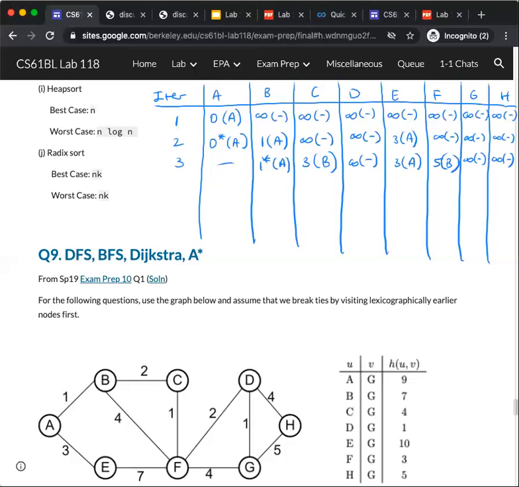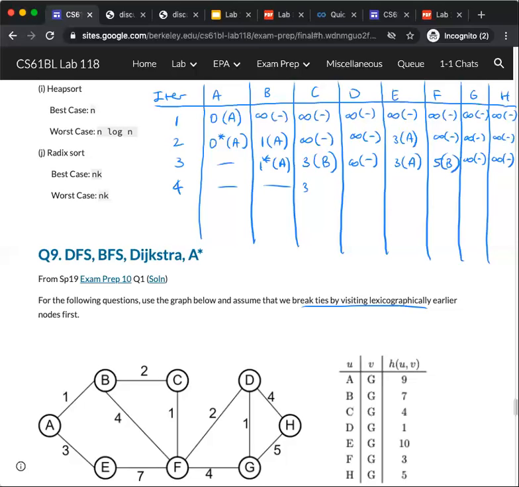Okay, and so in the fourth iteration, now these two stay the same. We don't change that. And now what is the highest priority vertex from our queue? It's going to be either C or E, right? But in this case, we break ties lexicographically. So we're gonna pop off C first.